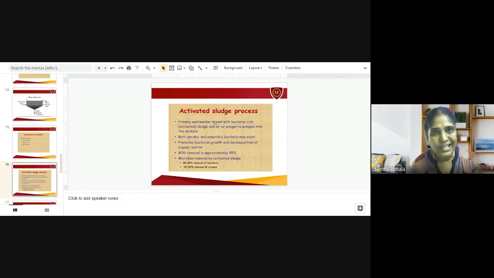Now what happens with this activated sludge? The primary wastewater is mixed with bacteria-rich activated sludge, and air or oxygen is pumped into the mixture. Both aerobic and anaerobic bacteria may exist. It promotes bacterial growth and decomposition of organic matter. BOD removal is approximately 85%, whereas microbial removal by activated sludge removes 80 to 99% of bacteria, and removal of viruses is also done well.